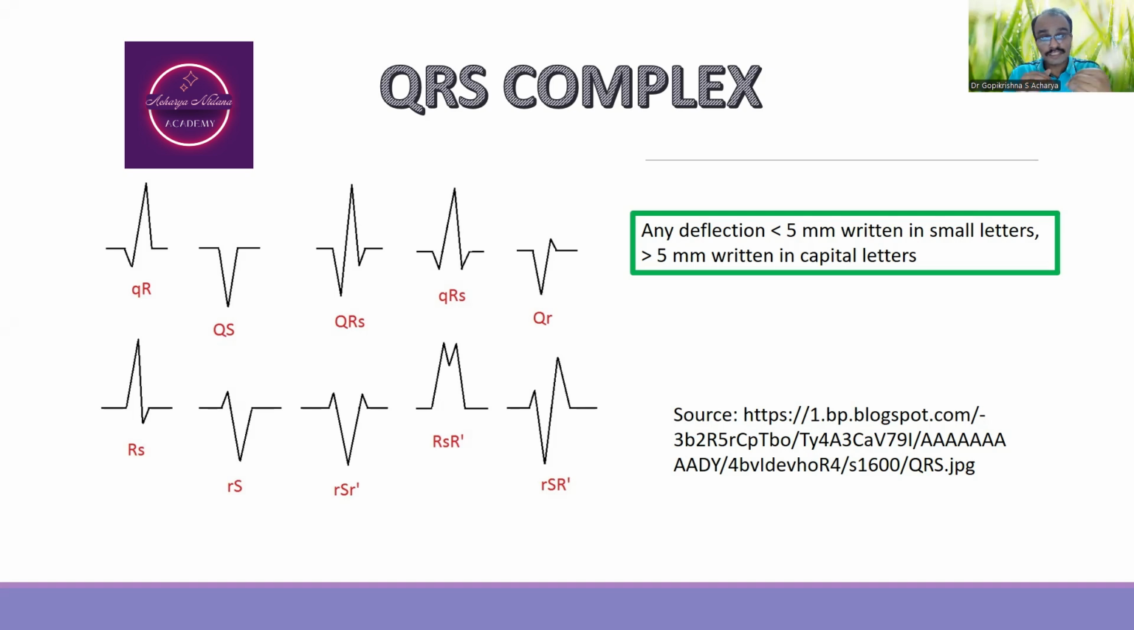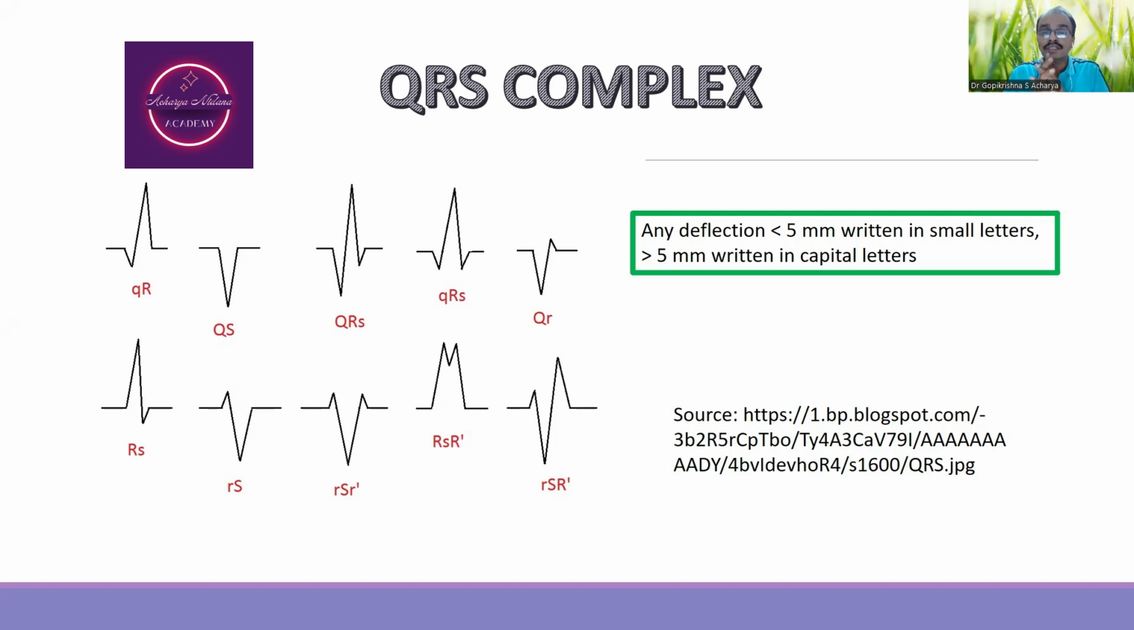R means the first positive deflection in the QRS complex. S means the first negative deflection following the positive deflection. And R dash wave refers to the second positive deflection in the QRS complex. Whereas there is one more pattern, that is S dash wave. That is the second negative deflection following the second positive deflection, which is termed as S dash wave.